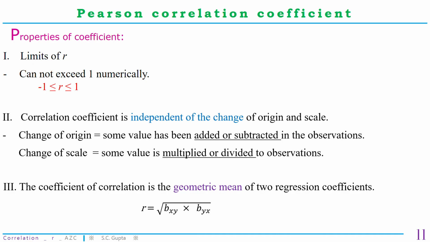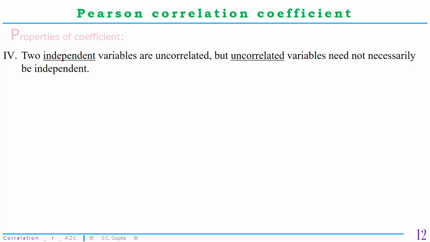The coefficient of correlation is the geometric mean of two regression coefficients, as given in the equation below. The coefficient of correlation is equal to the square root of bx on y into by on x. Two independent variables are uncorrelated, but uncorrelated variables need not necessarily be independent.